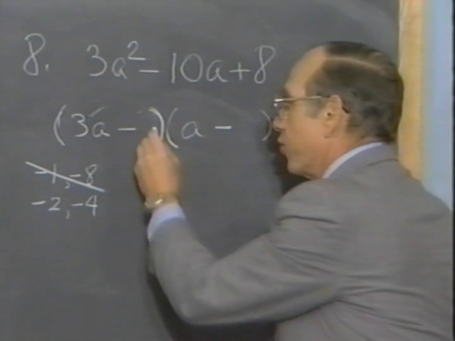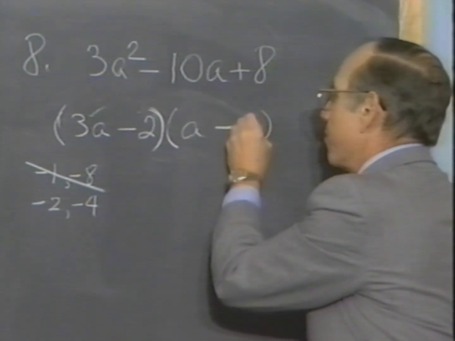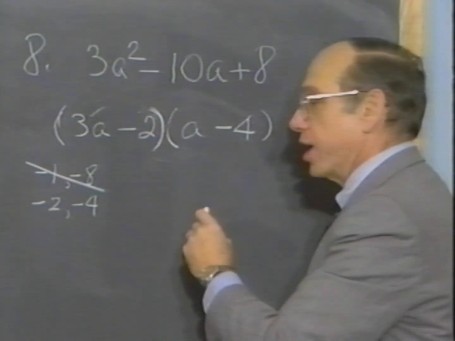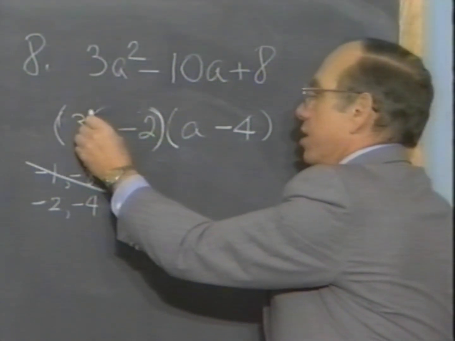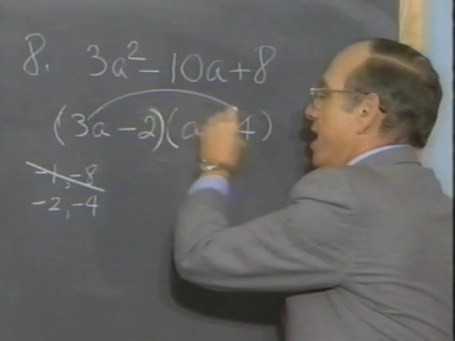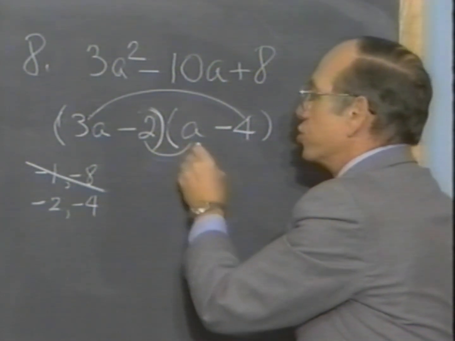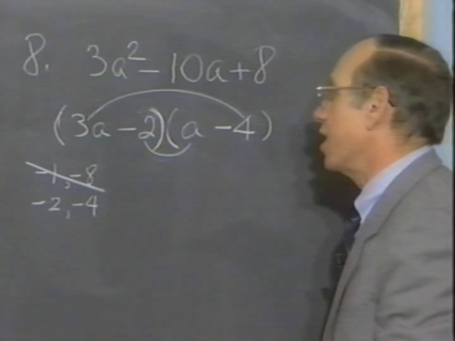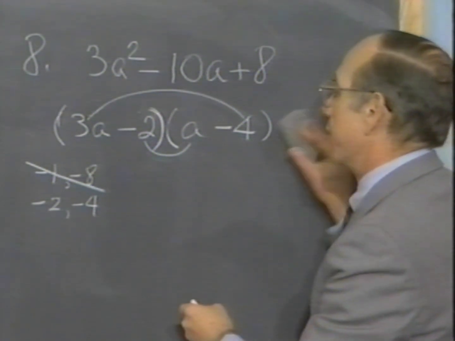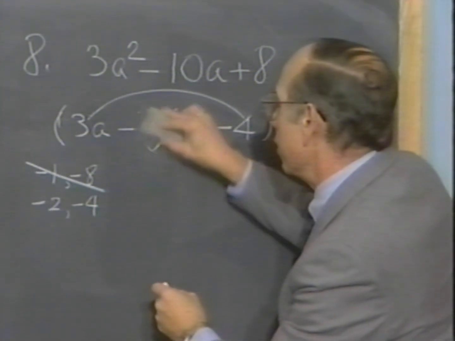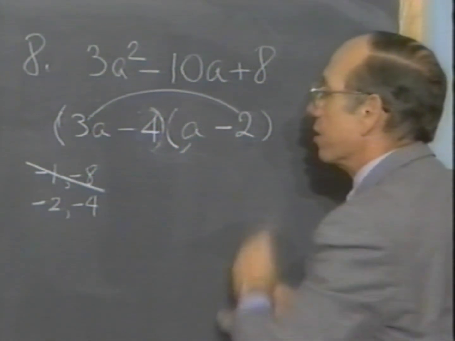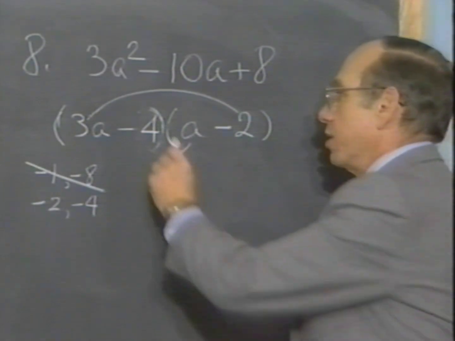First, I'll try the minus 2 here and the minus 4 here, and let's check the cross term. Minus 12a minus 2a is minus 14a. Well, that can't be right. So let's try the only other possibility, which is a minus 4 here and a minus 2 here.